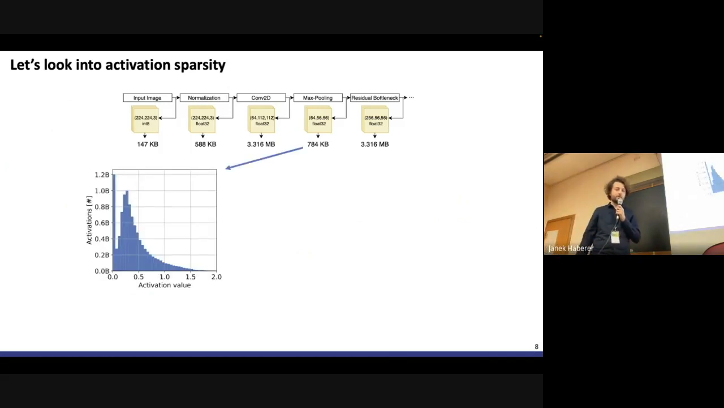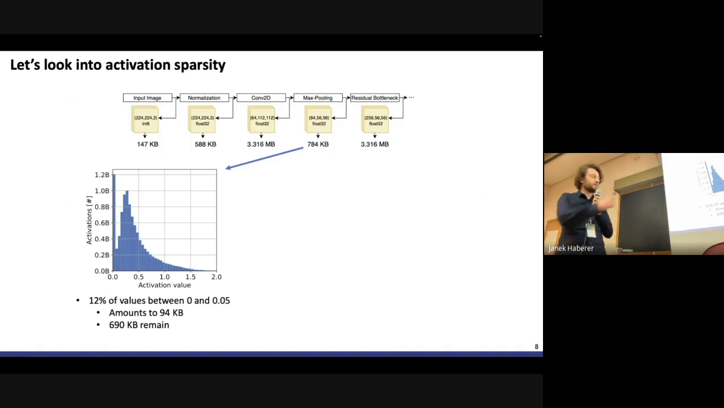We look into the activation values, and here we can see the histogram of activation values after the third layer, I guess, after the max pooling layer. In this case, 12% of all of the activation values are inside of this first bin, so between 0 and 0.05. This amounts to 94 kilobytes. So we still have a lot of data to send in this case.